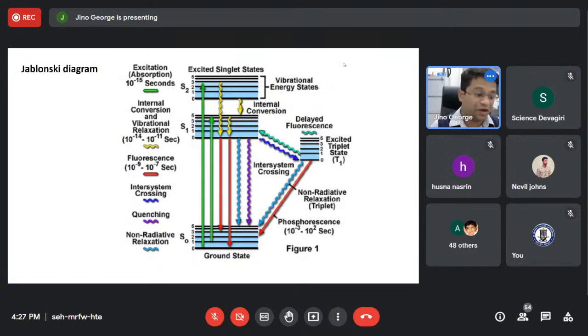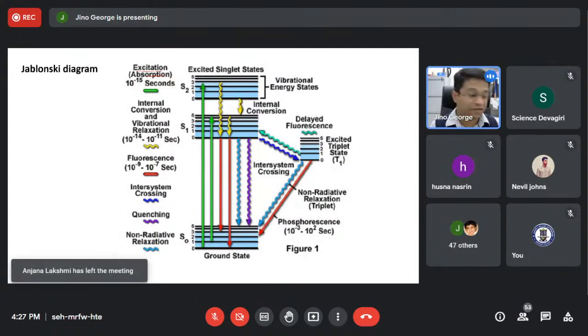Now you see how complicated a molecular state will be. I can have all possibilities. The absorption event, which is the green line, is the absorption excitation. It happens in 10 power minus 15 to 10 power minus 17 second. Then it goes here, and then you have many other processes, internal conversion and inter-system crossing.